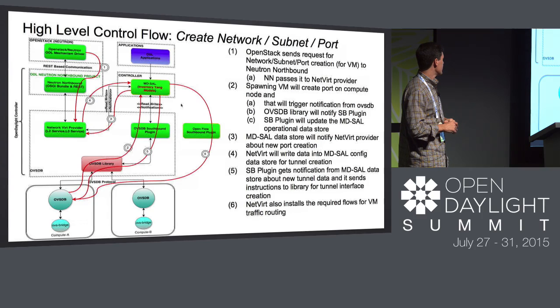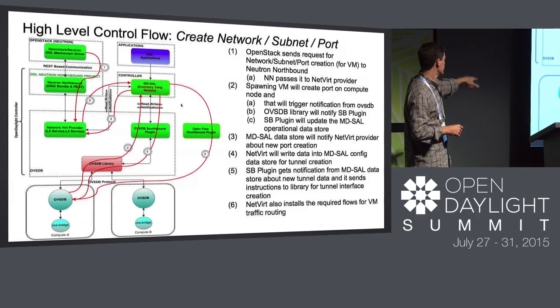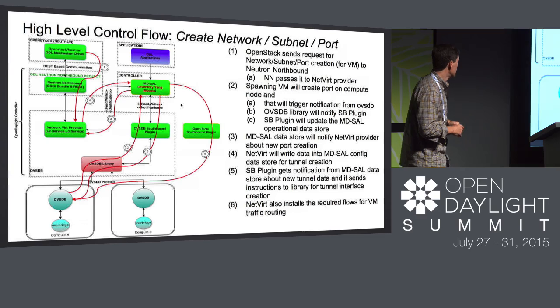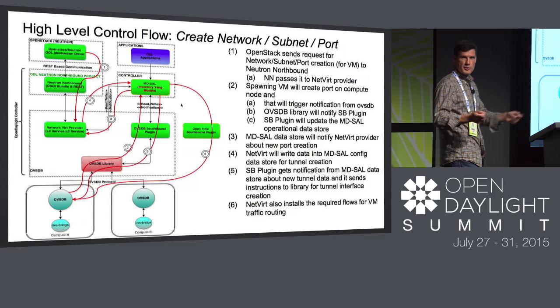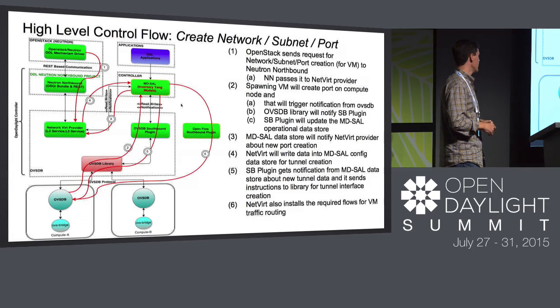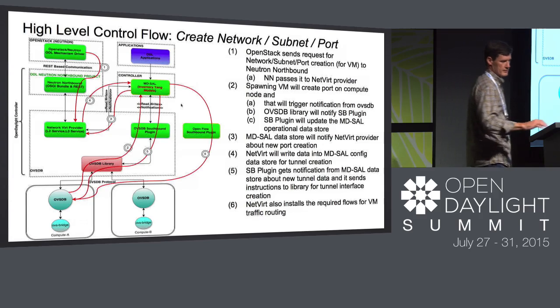We'll write into configuration to say add VXLAN ports to that bridge. MDSAL notifies the southbound plugin. We come down through step 5, and it goes and adds down through the library, and ports get added onto the OVSDB node. And then the last step, now that we've got those ports, NetVirt will program the flows in order to direct traffic to those VXLAN ports and across the tunnel.